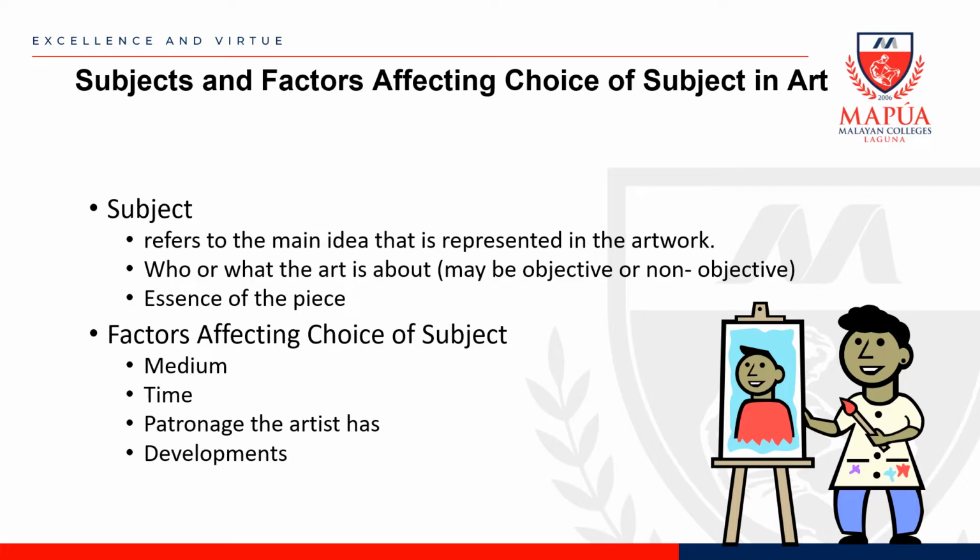Now, there are factors that may affect an artist's choice of subject. We have medium, time, patronage, and developments. For example, for medium, it has something to do with availability, the kind of medium, the skill that may interfere or may help the artist in manipulating the chosen medium.